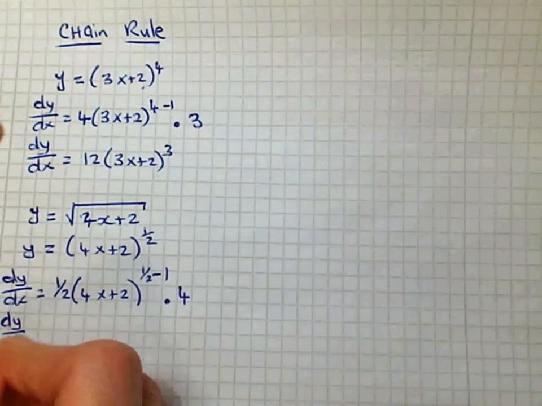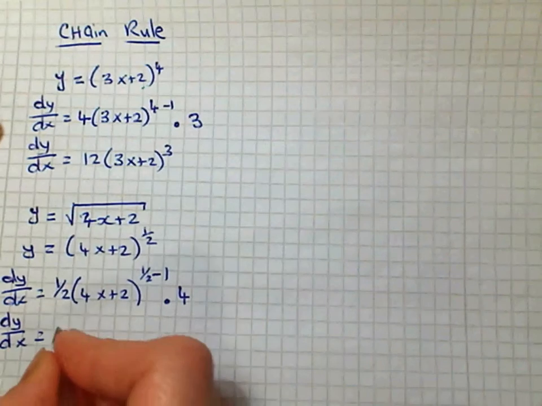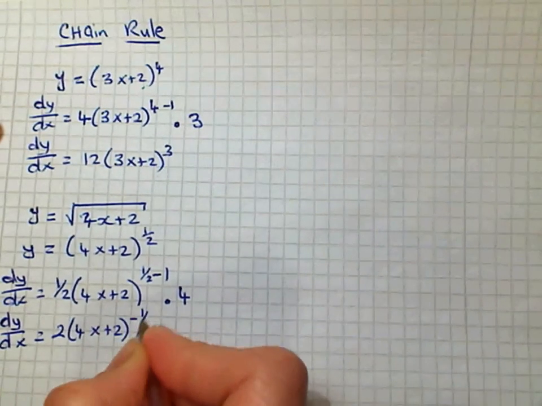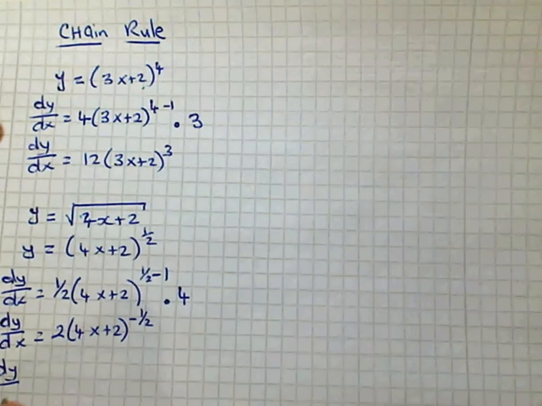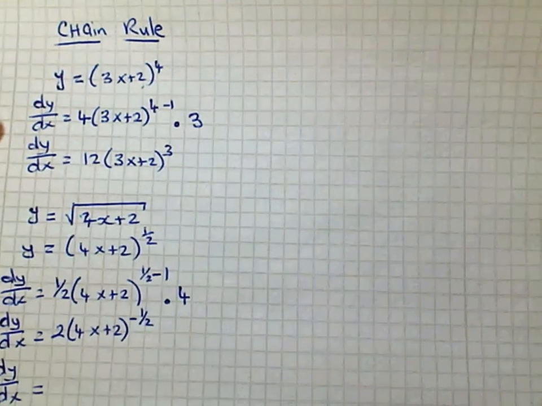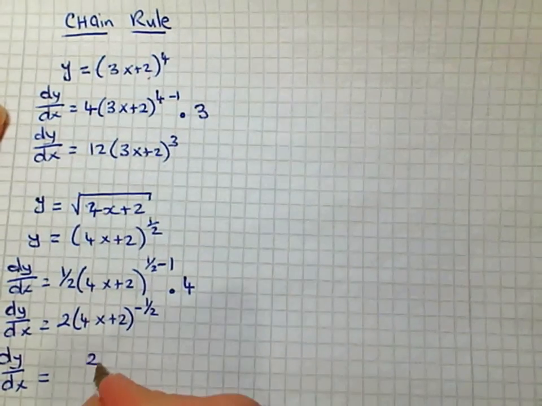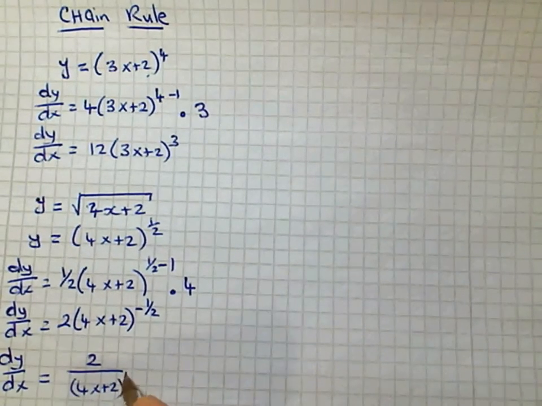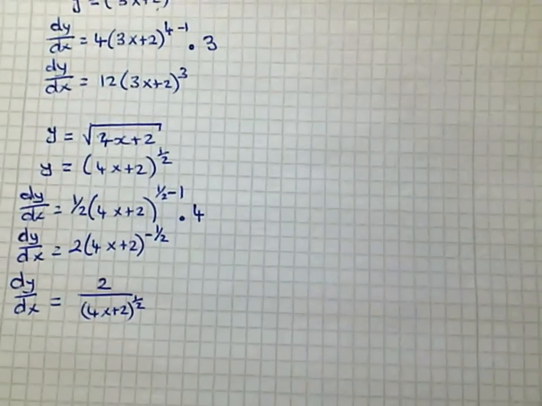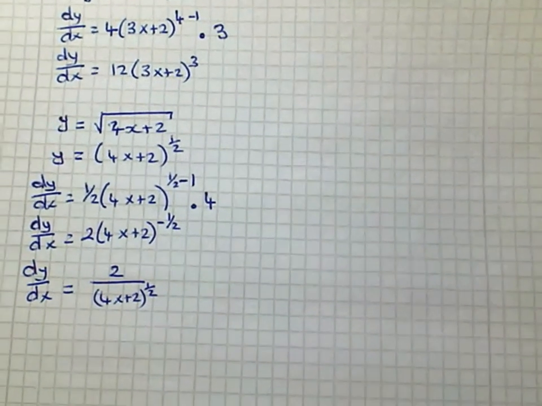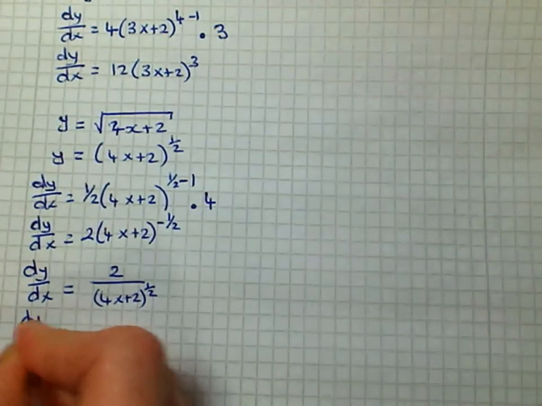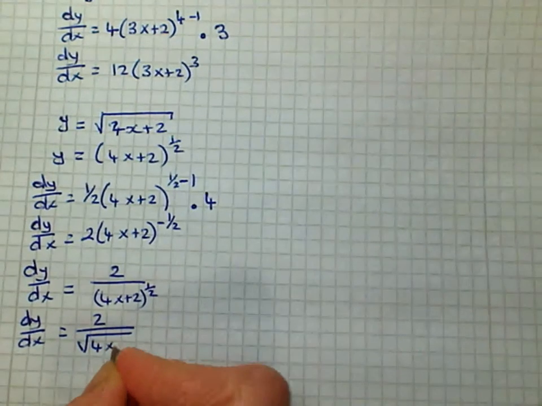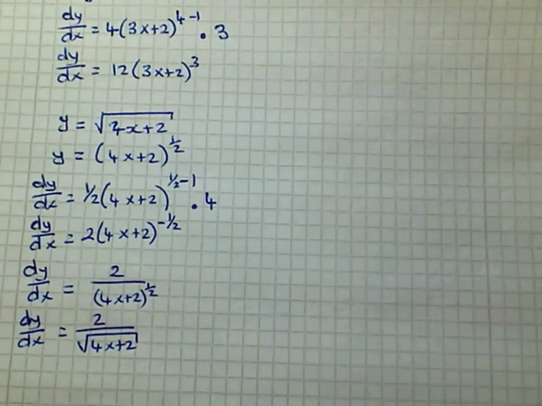So we multiply our half by 4 and we get 2, and it's (4x + 2) to the power of minus a half. So to simplify it, dy/dx is equal to 2 all over (4x + 2) all to the power of a half. Now to bring it back into surd form, dy/dx is equal to 2 all over the square root of 4x + 2.